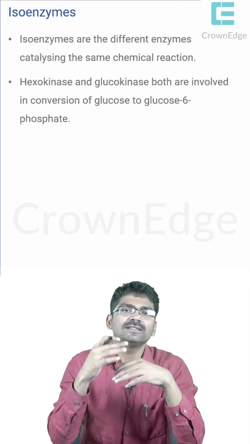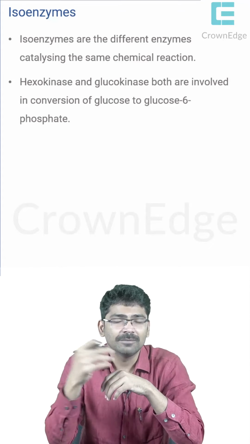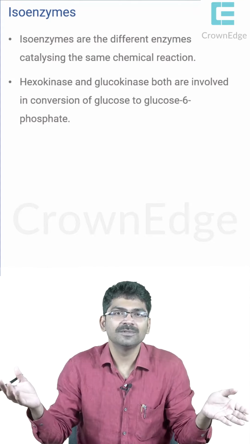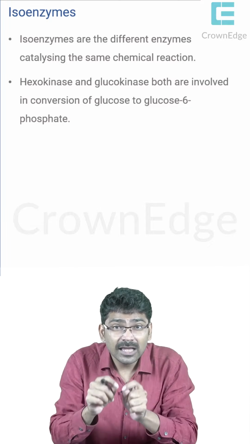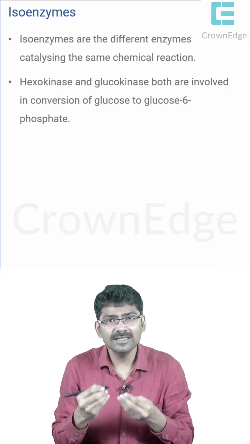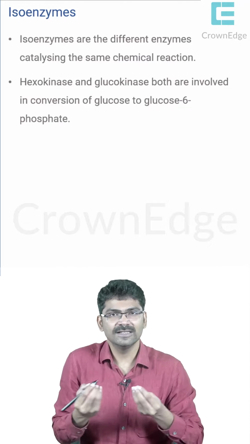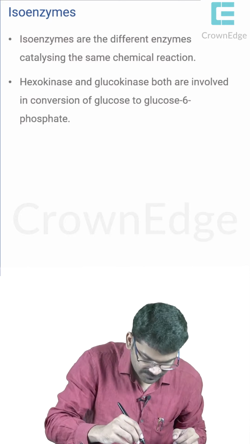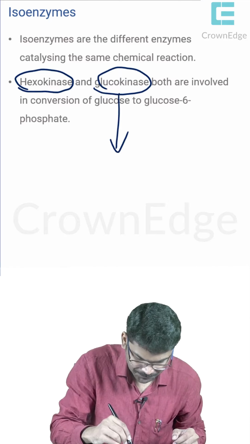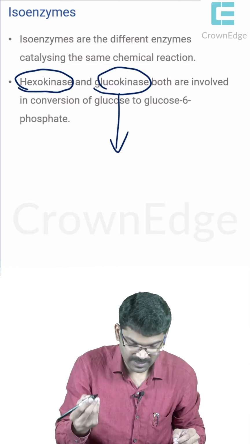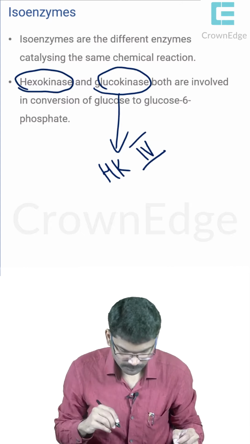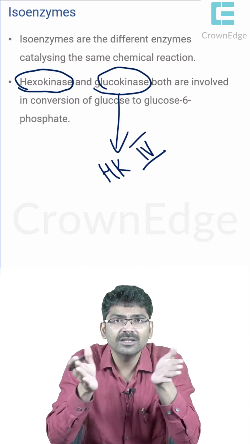First of all, you have to understand the term isoenzymes. What are isoenzymes? These are different enzymes catalyzing the same chemical reaction, right? So we have already seen isoenzymes in our discussion of metabolism. We have learned about hexokinase and glucokinase. Remember, glucokinase is nothing but hexokinase type 4. Okay, what is the difference between these two?